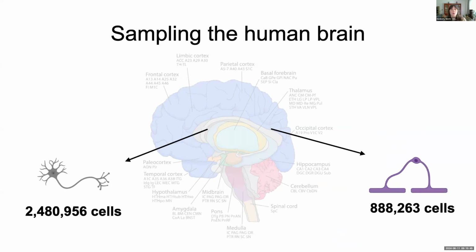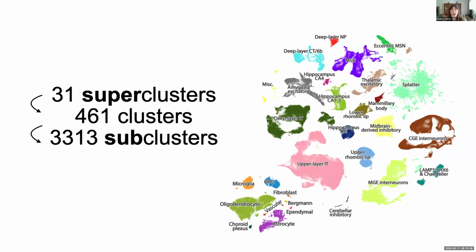And without going into too much detail, we took an iterative approach to analyzing this data. So we first pulled all the data together and clustered the data into 31 top-level superclusters, which are colored here on the t-SNE. But then we took each supercluster and analyzed it separately to produce clusters, and then took each cluster and analyzed it one more time to produce subclusters, ending up with over 3,000 subclusters. I won't go into too much detail about these different subclusters and clusters today. Obviously, there's so much to learn here.